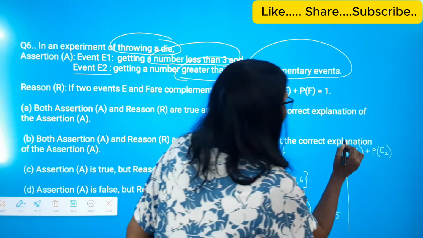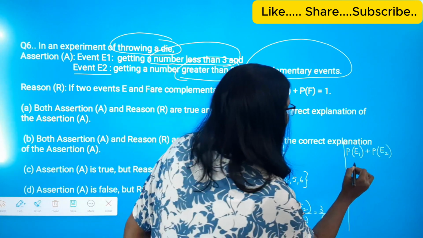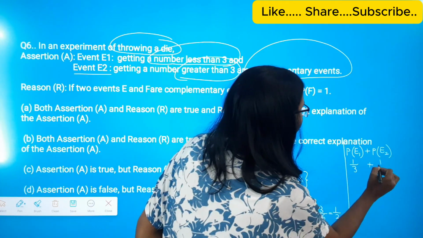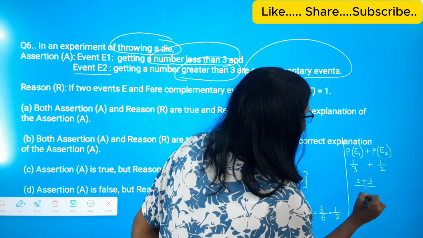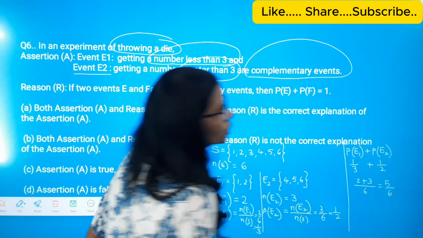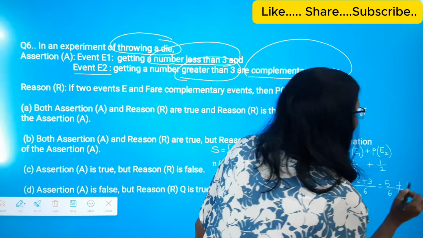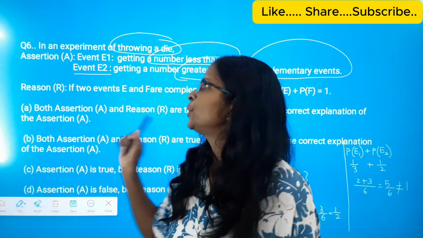Then we can say that E1 and E2 are complementary. Let us check whether they are complementary or not. Here P of E1 is 1 upon 3 and P of E2 is 1 upon 2. So now 2 plus 3 upon 6 means equal to 5 upon 6. Okay students, 5 upon 6 is not equal to 1, so we can say that the assertion is wrong.